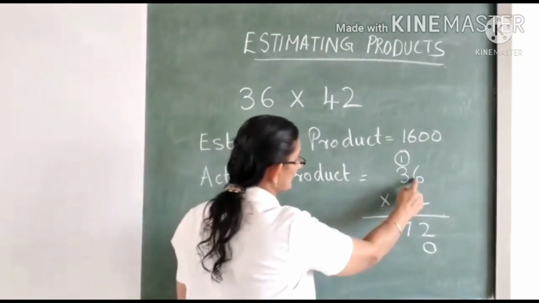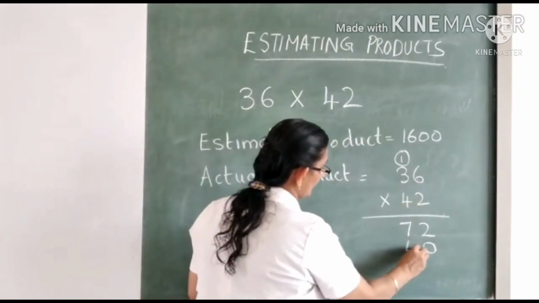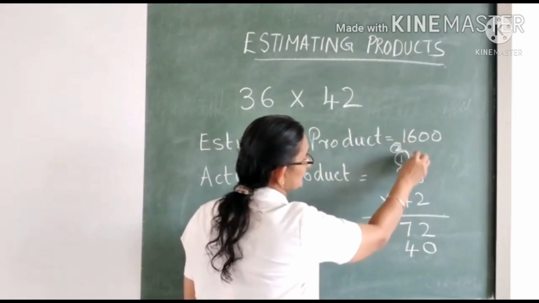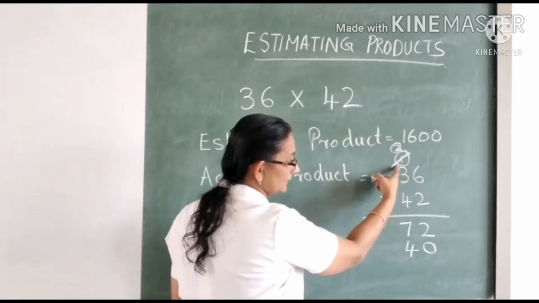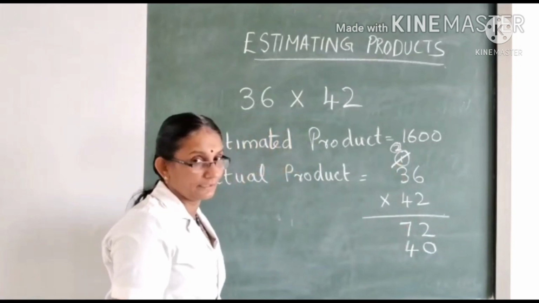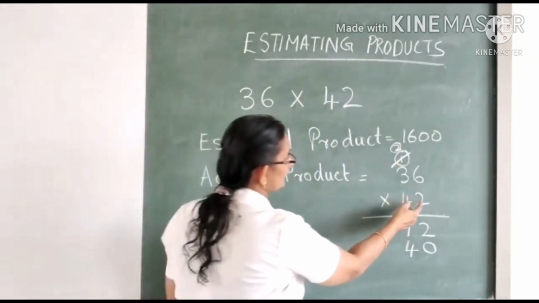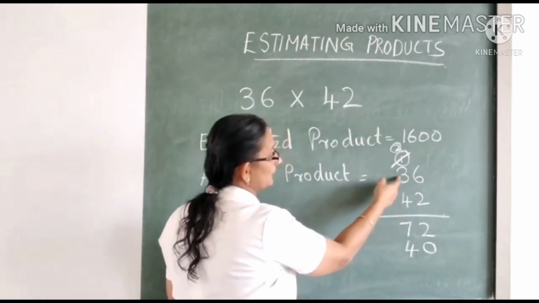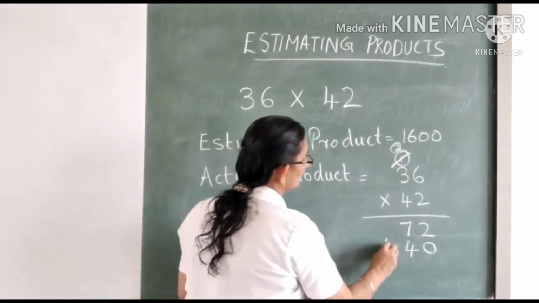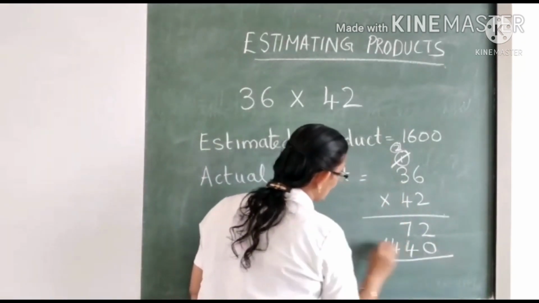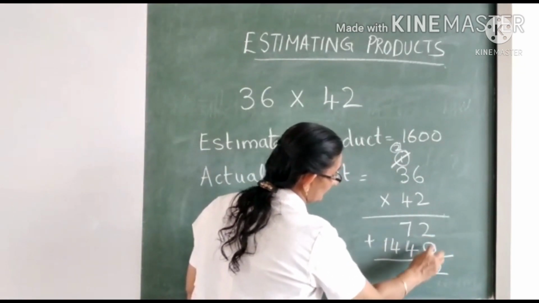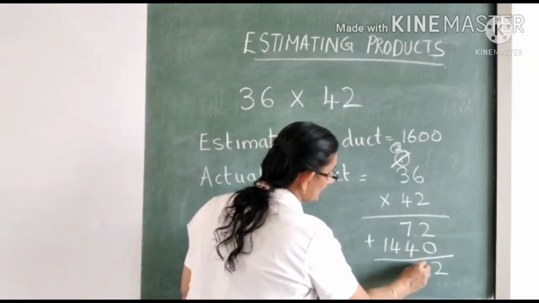Now, 4 into 6 is 24. 4, and 2 is carried over to the tens place. You can cancel the other number, otherwise you will be confused. So, now multiply 4 into 3. 4 into 3 is 12. 12 plus 2 will give you 14. Now add the products. You get the answer as 2 plus 0 is 2. 7 plus 4 is 11.